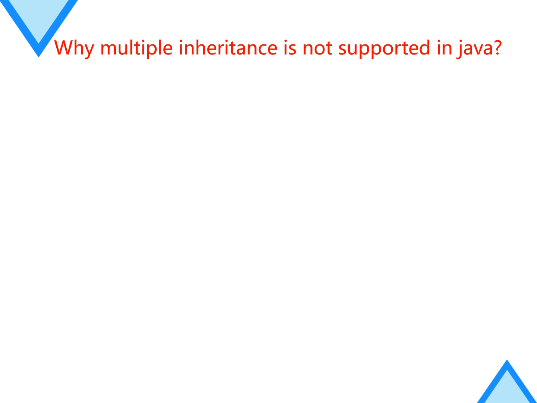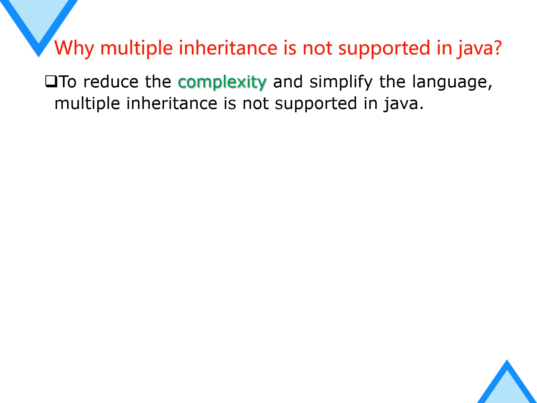So the next type is hybrid and multiple inheritance. The question is why we are not inheriting a single class from two parent classes in Java. Java does not support multiple inheritance. So why does Java not support multiple inheritance? There are some reasons. To reduce the complexity and simplify the language, multiple inheritance is not supported in Java, because multiple inheritance produces problems if the method name is the same.